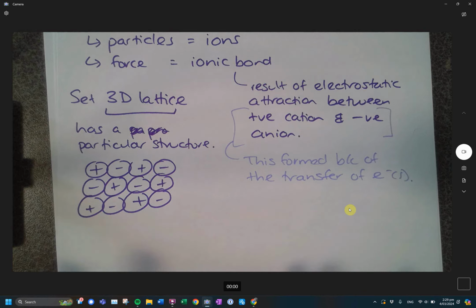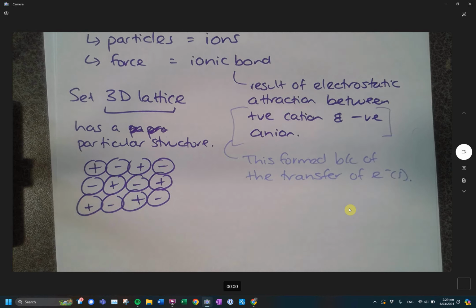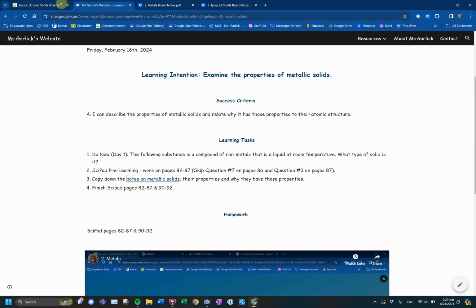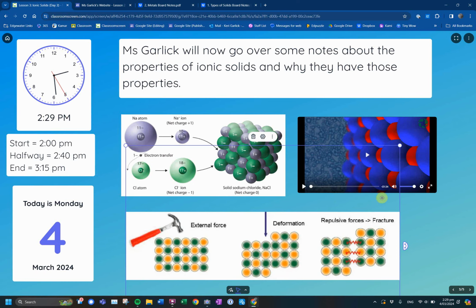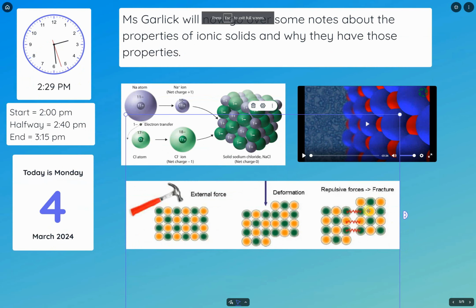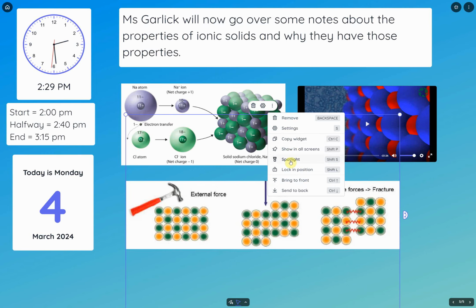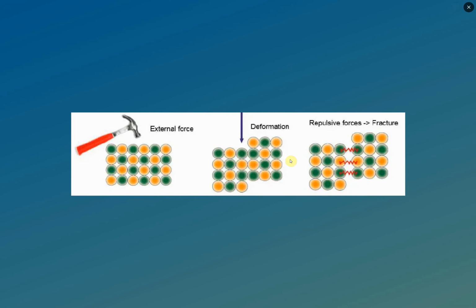So the reason why those two solids behave differently ties back to their atomic structure and what's going on at the particle level. So when we're thinking about ionic solids, they are brittle. And the reason why they are brittle is because, that's not what I want to do, but that's closer. Spotlight, there we go. So here is an example of my ionic structure. Let's say the positives are the green.